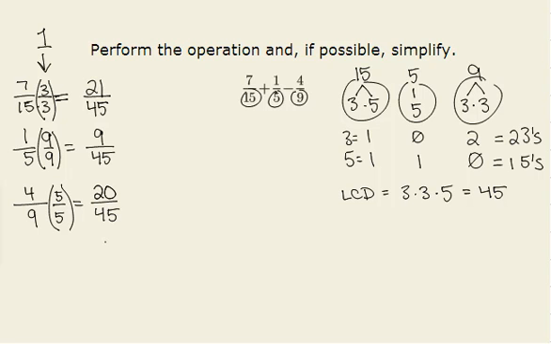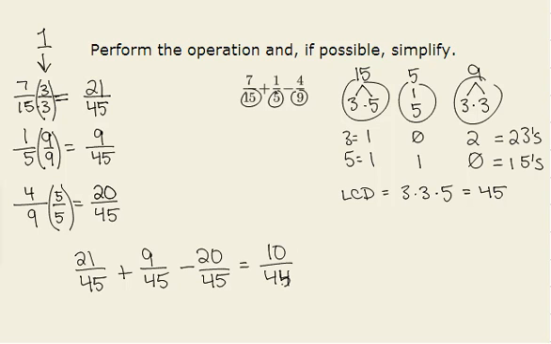Now we can rewrite the problem all with a common denominator, so we'll have 21/45 plus 9/45 minus 20/45. So this will give us 21 plus 9 is 30, minus 20, 10/45ths, not 44ths. Now we need to simplify the answer.